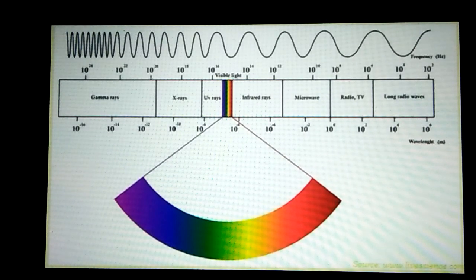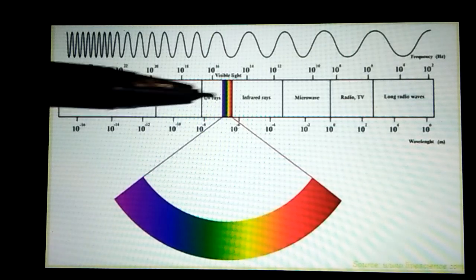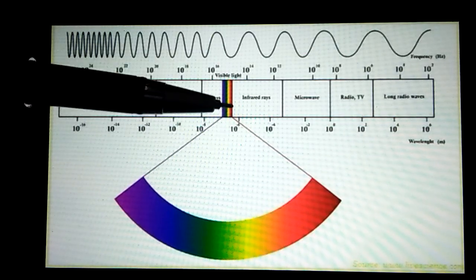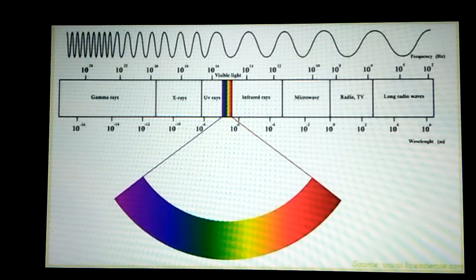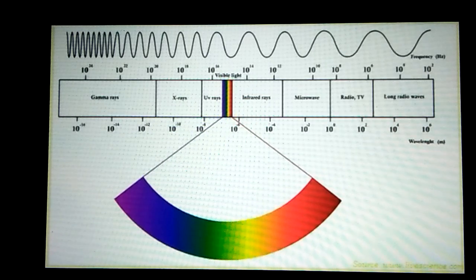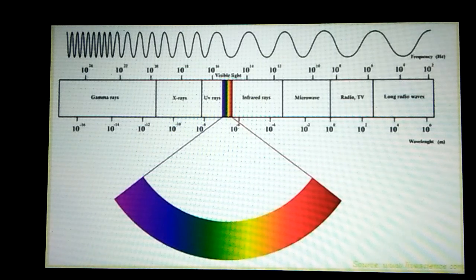Here, what you see is the electromagnetic spectrum, which consists of different radiations that are coming from the sun. So, the visible region is a small region. It is here. And there are several other radiations like gamma rays, X-rays, UV rays, infrared, microwave, radio, TV, etc. All these radiations come under the electromagnetic waves.